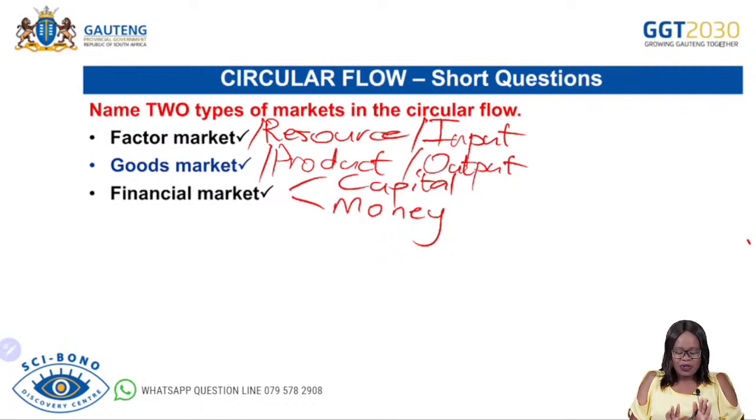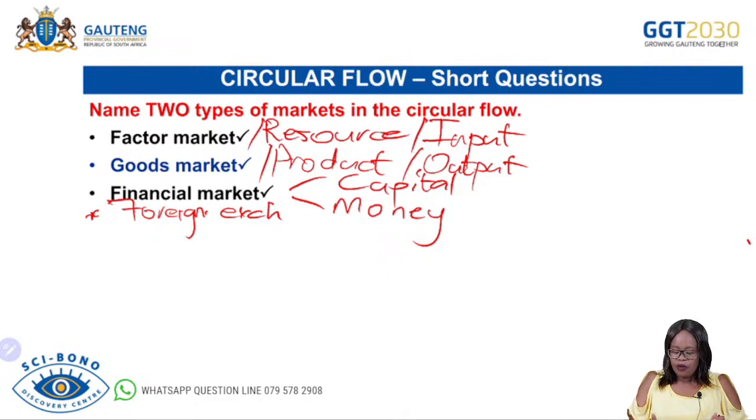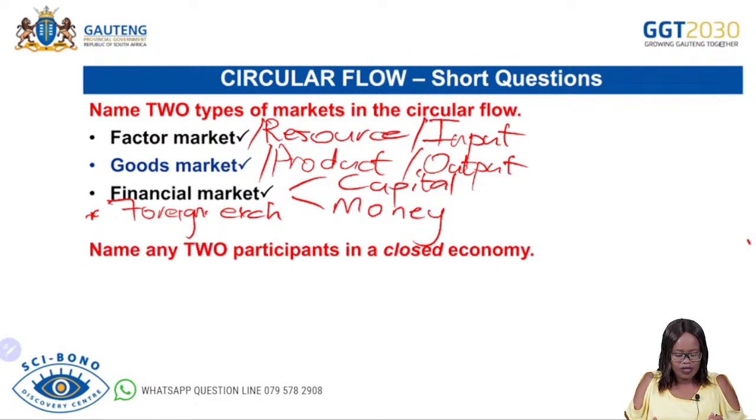Now, because in this particular question we were not told if this circular flow is going to be an open one or a closed one, we are also allowed, in attempting to answer this particular question, to mention what you call the foreign exchange market. Foreign exchange market, right? And then now I'm going to be moving to the next question.